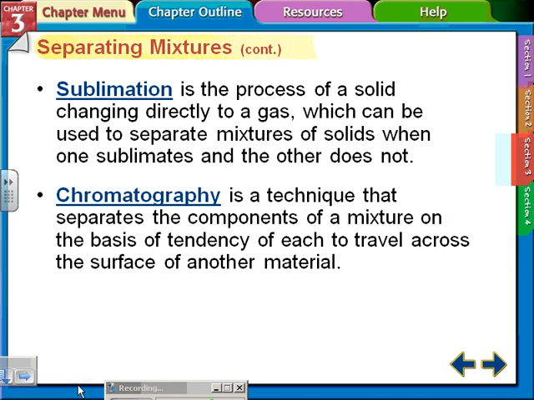And chromatography, this is the technique that we did in class, which separates components of a mixture on the basis of the tendency of each to travel across the surface of another material. So the greater the tendency for a substance to travel across the material, the further it will spread. So you saw that some of the inks, some of the dyes spread further than others. That's one of the bases of chromatography. Another is molecular weight. Molecular weight can determine this, and the attraction for those atoms or molecules to the paper that they're traveling across.